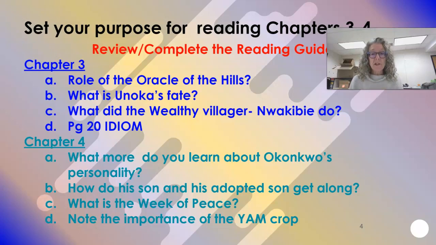Then as you move into the last chapter for this reading, you're going to learn a little bit more about Okonkwo's personality. And then letter B, I'm kind of giving you some insight into that other son that I talked about. He has his own birth son, and then he has this adopted son that has joined his family. How are they getting along? And then what happens and what is the Week of Peace?